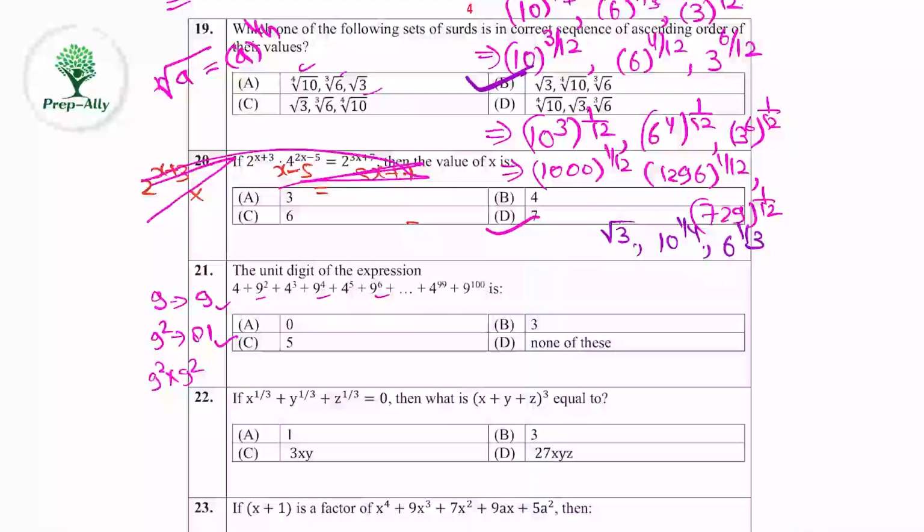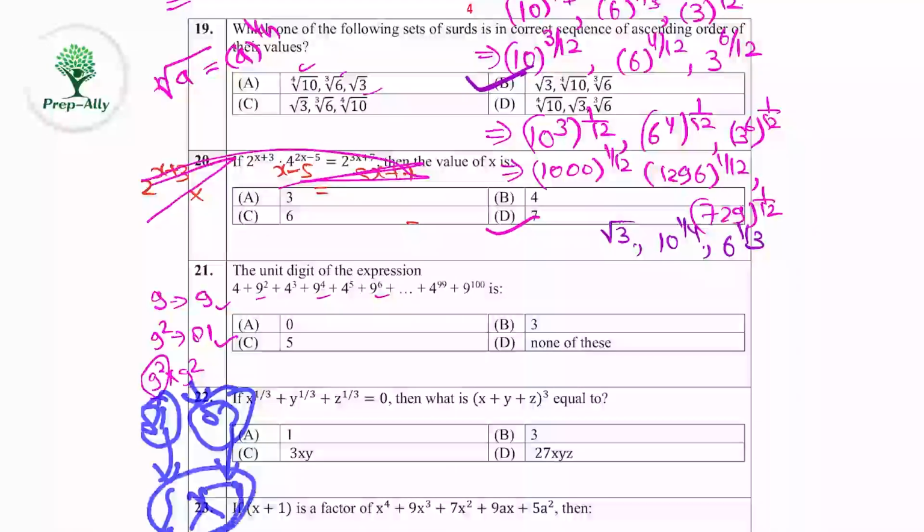So what is the unit digit? Only focus on the unit digit part. Here 9 square, this unit digit is 1, 81. Basically 9 square is again 81. So their unit digit is 1. This unit digit is also 1. And 1 and 1, if I multiply, again it will become 1 only.